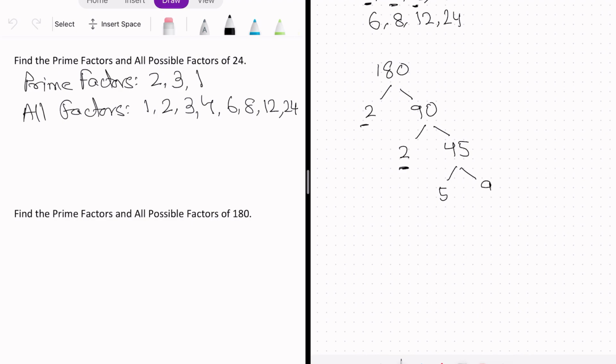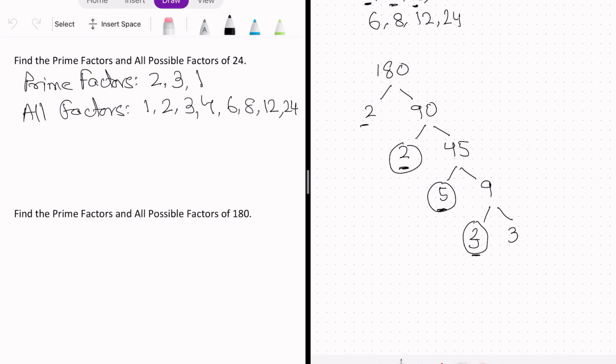5 is a prime factor. I can't divide that anymore. 9 has 2 factors, 3 and 3. 3 is a prime factor. Can't divide that anymore. So the prime factors from here are 3, 5, 2, and 1.